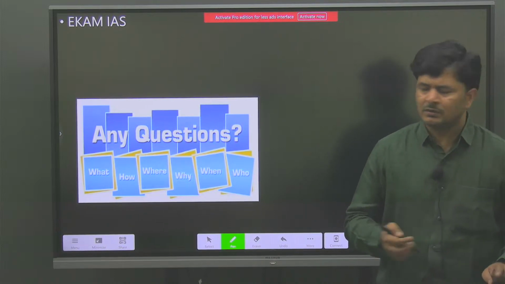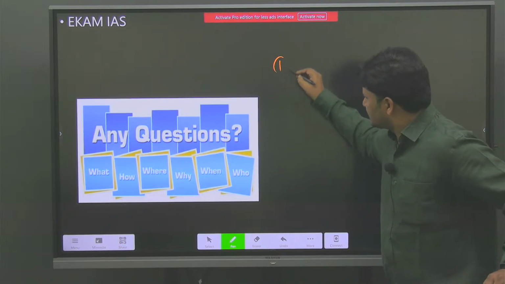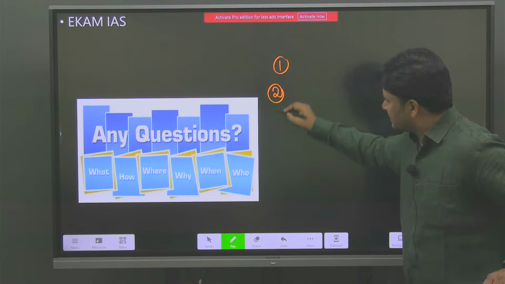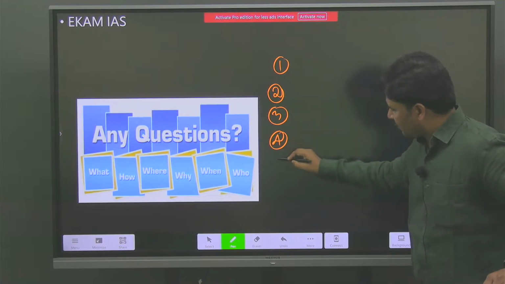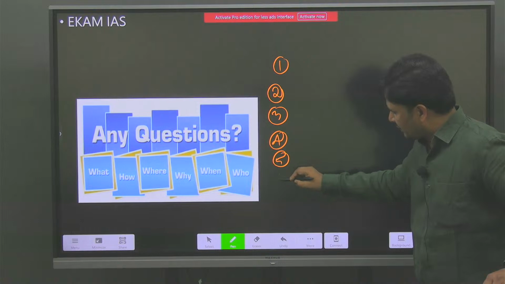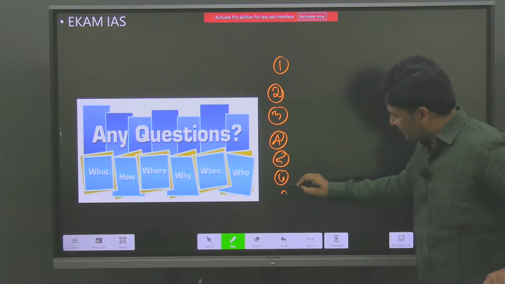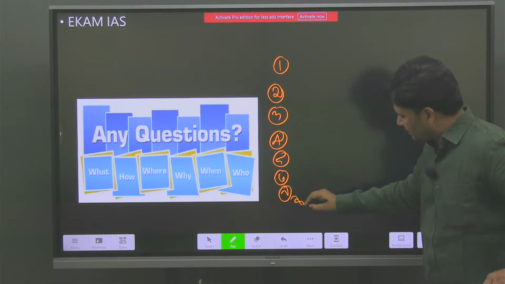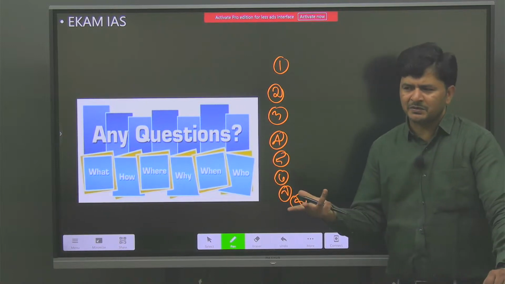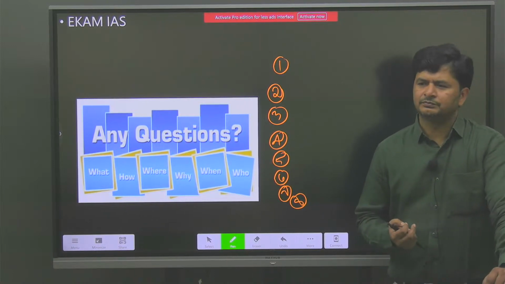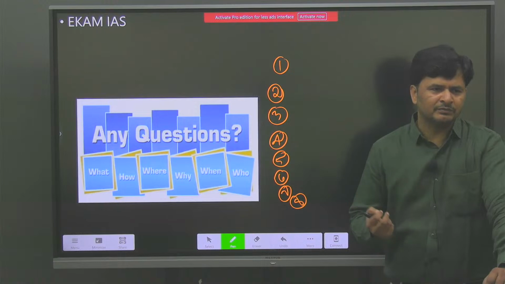అసలు అవసరం లేదు. First topic, prehistoric cultures. Second topic, Indus Valley civilization. Third topic, Vedic civilization. Fourth topic, pre-Mauryan age. Fifth topic, Mauryan age. Sixth topic, post-Mauryan age. Seventh topic, Guptan age. Eighth topic, post-Guptan age. Any topics? 8 topics. అయిపోయింది. Ancient India అయిపోయింది.